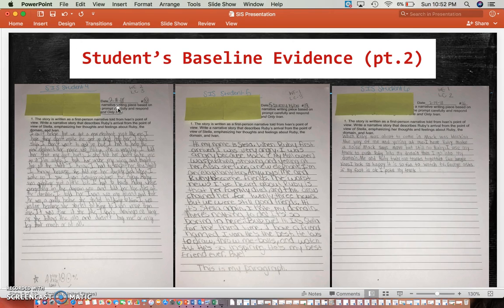And then here are students 4, 5, and 6. As you can see, starting with student 1 and going to student 6, they had some of my lowest scores. And what you see here is that it's very short. It's not as developed compared to other students within my study.